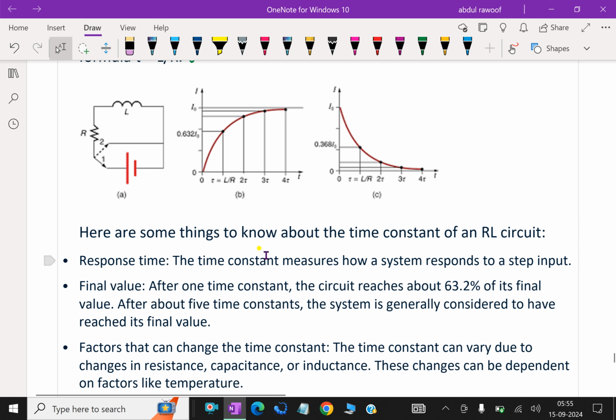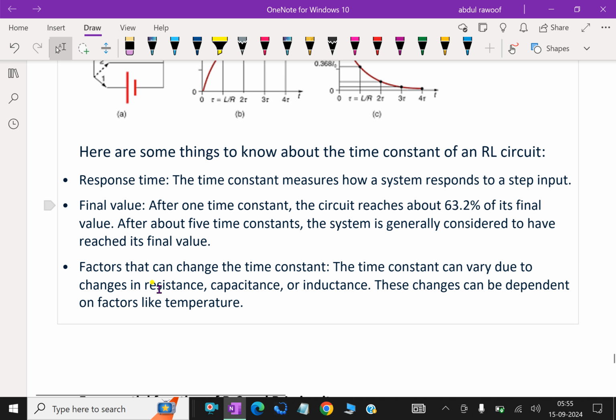Here are some things to know about the time constant for our RL circuit. Look here. First one, response time. What is response time? The time constant measures how a system responds to a step input. Final value: after one time constant, the circuit reaches about 63.2% of its final value. That is called one time constant. After about 5 time constants, the system is generally considered to have reached its final value.